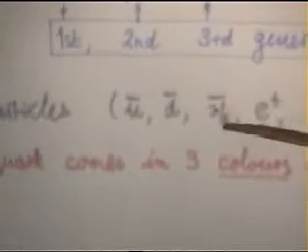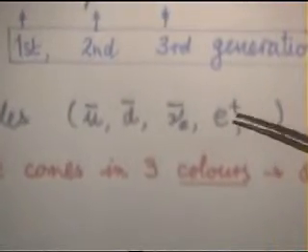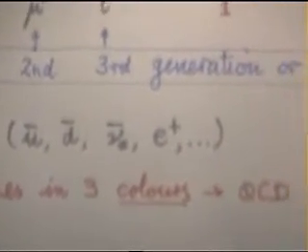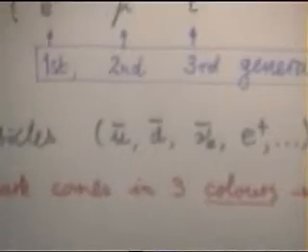Besides these 6 quarks and 6 leptons, there are antiparticles of all of these, which are written with a bar on the top. The antiparticle of the electron is the positron. And then we'll see that the quarks come in 3 colors, but that will come later. So that's the particles. Now what about the gauge bosons?